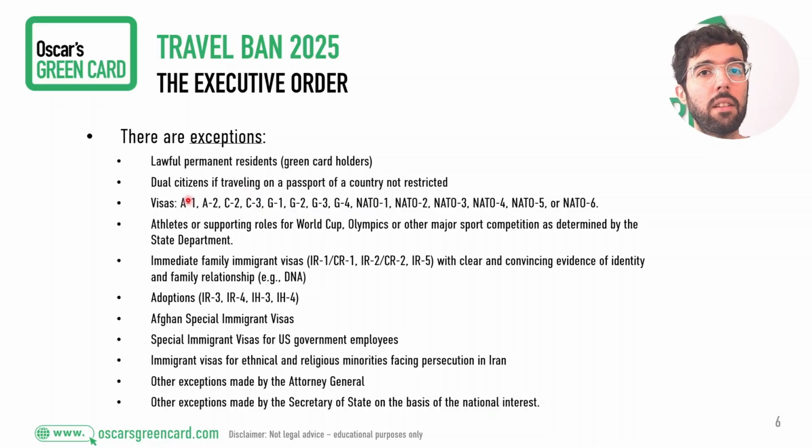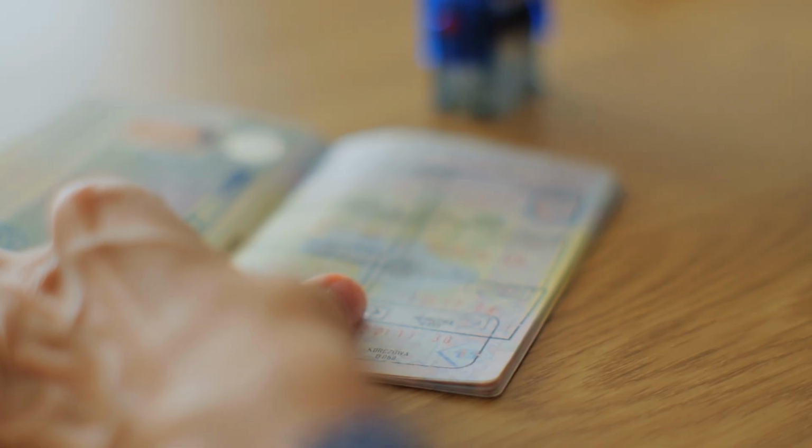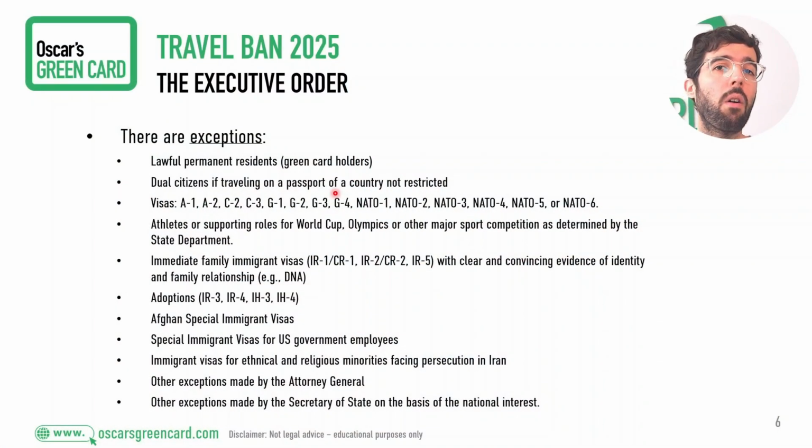And then dual citizens, if they are traveling on a passport of a country not restricted. So one of the countries that is restricted, for example, is the Republic of the Congo. If you are a citizen of the Republic of the Congo and a citizen from France, for example, who are not affected, if you do the process using the French passport, you are supposedly not going to be affected. Now, again, we're going to have to wait and see how that really is applied. Okay, I want to be cautious because I know this government and I know that they can still give them a hard time. But this is what the proclamation says.